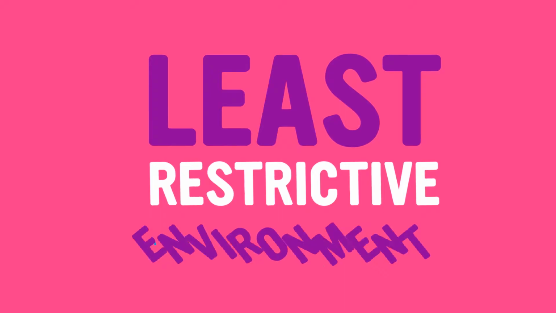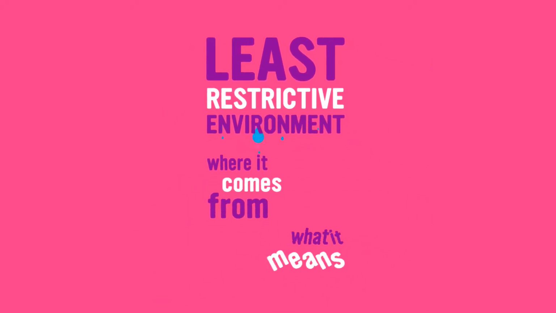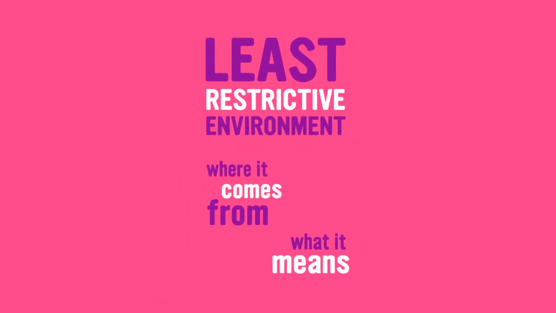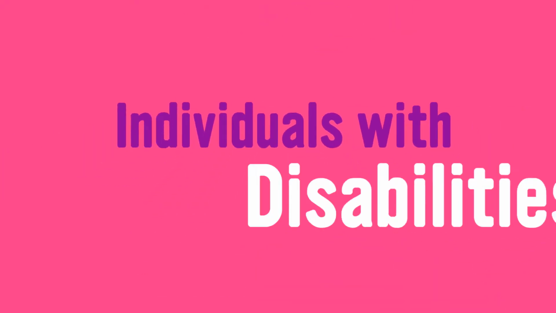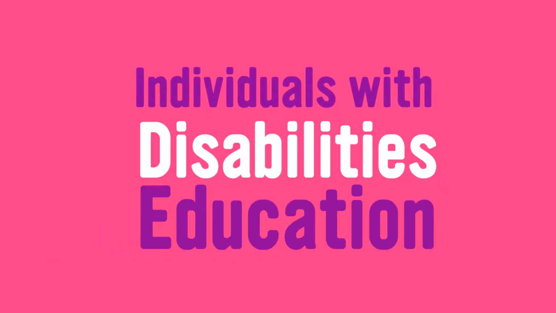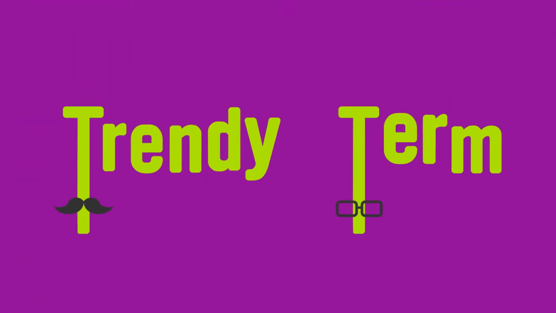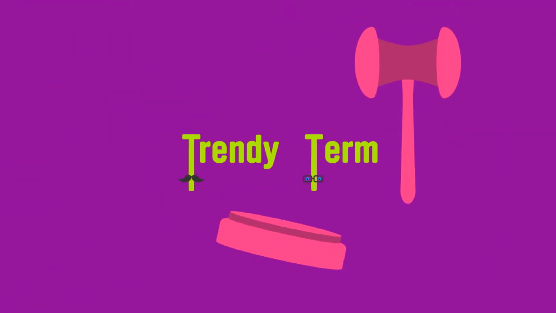In this podcast installment, we're going to explore what is meant by the term least restrictive environment, where it comes from, and what it means for your classroom and students. The term least restrictive environment, summarized with the acronym LRE, comes from the Individuals with Disabilities Education Act, also known as IDEA, passed by the U.S. Congress in 1990. This is not just a trendy educational term, it's federal law.